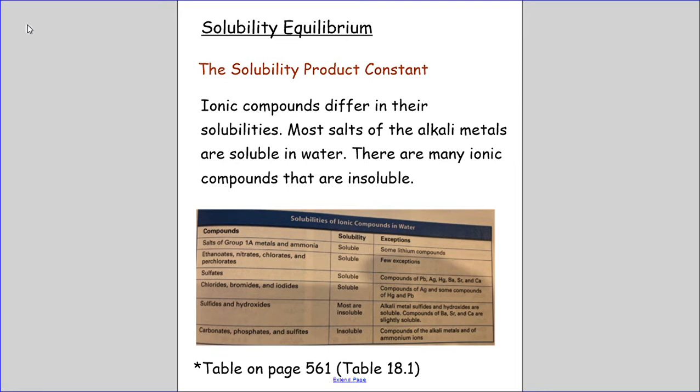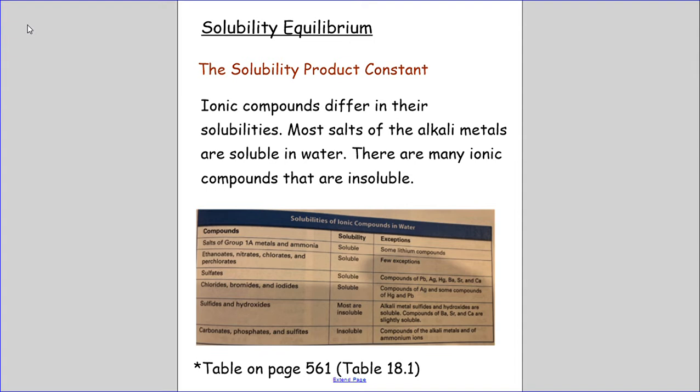This little chart outlines for us the solubilities of ionic compounds when they're dissolved in water. It's on page 561, table 18.1 in your book. If you can't see the chart here, I encourage you to flip that open, because that'll be referenced a bit as we go through these slides.